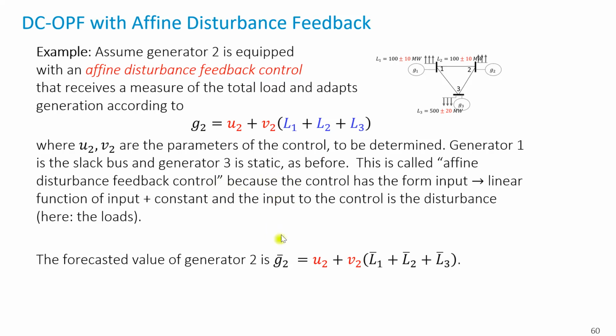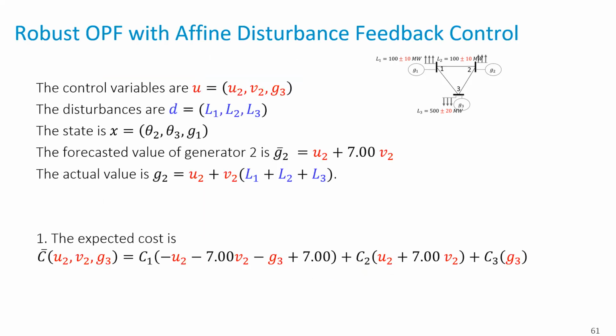Now, if I am in the same framework as before, I have some uncertainty on L1, L2, L3. If I assume that the expected values of L1, L2, L3 are L1 bar, L2 bar, L3 bar, once I have chosen the control U2, V2, the forecasted or the expected value of the generator will be given by this formula here, which is simple because everything is linear here.